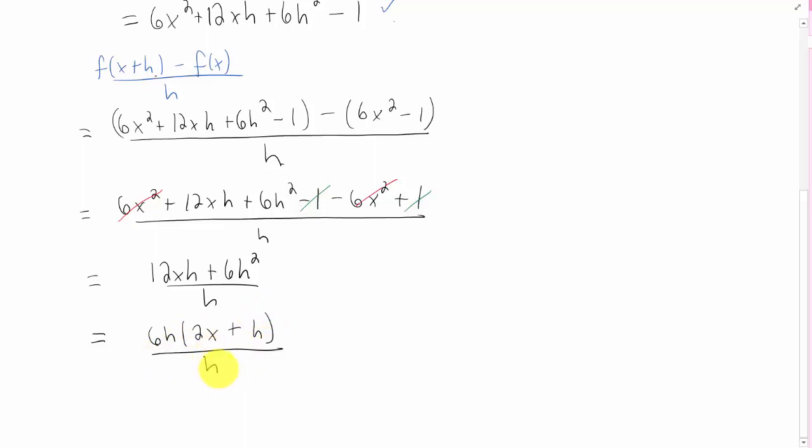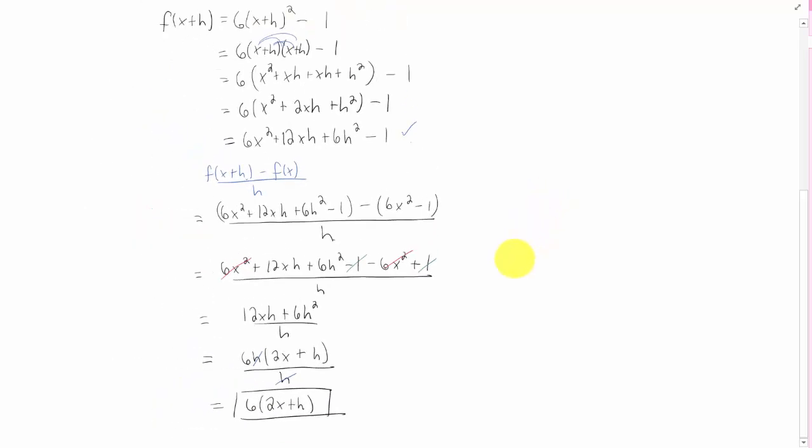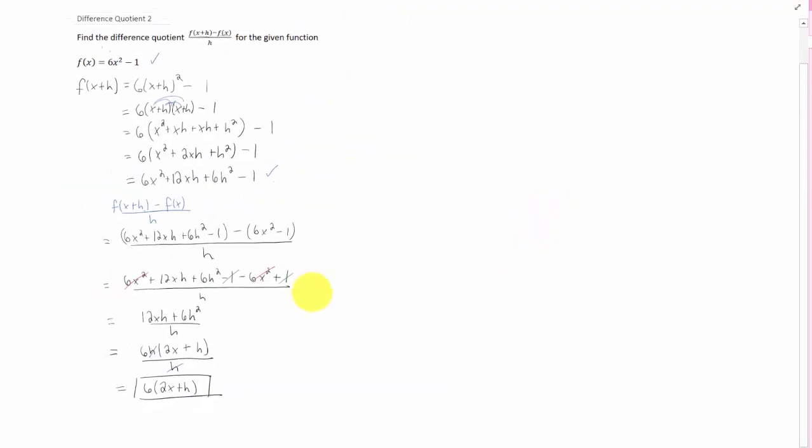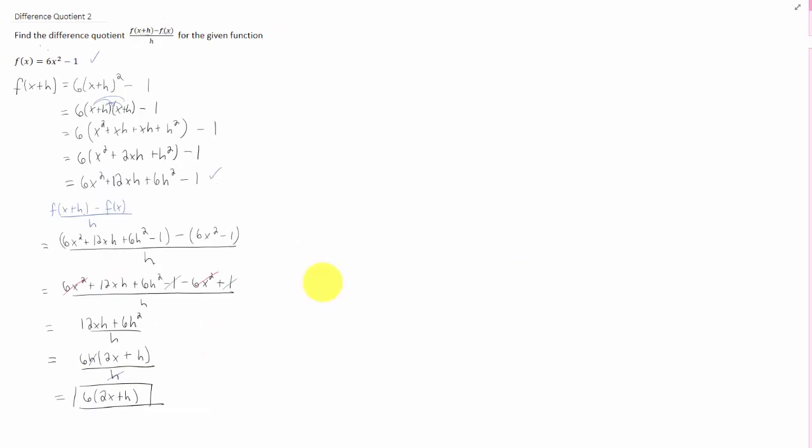in the denominator still. At this point, we are allowed to cancel this h in the denominator with this factor h in the numerator, and we should have our final answer now. There it is. We just found the difference quotient for the function 6x squared minus 1, and it turned out to be 6 times the quantity 2x plus h.